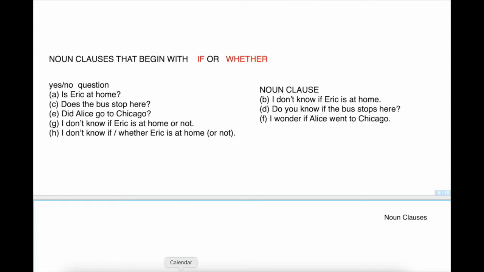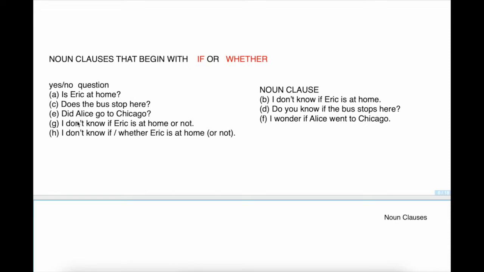Now, using if or whether with noun clauses. And where and how can we use if or whether with noun clauses?